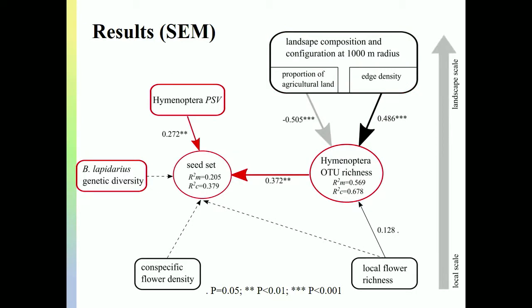From our estimates of biodiversity, Hymenopteran OTU richness and Hymenopteran phylogenetic species variability had the highest correlations with the variations in seed set of red clover. Bombus lapidarius, even if it was a positive correlation, it wasn't significant. And here I have to say that the Bombus lapidarius visitation rates were also significantly correlated with seed set, just to keep that in mind.